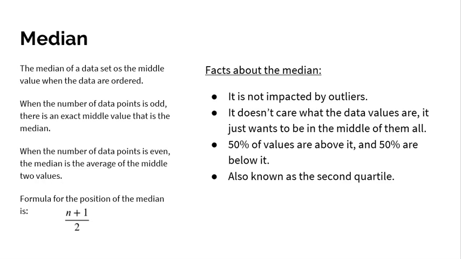But when your data values are even, when you have an even amount of data, what's going to happen is, if you have 10 values, you're going to have 5 at the bottom, 5 at the top. So the median is actually the average of the middle two. So it's the average of those middle two values.